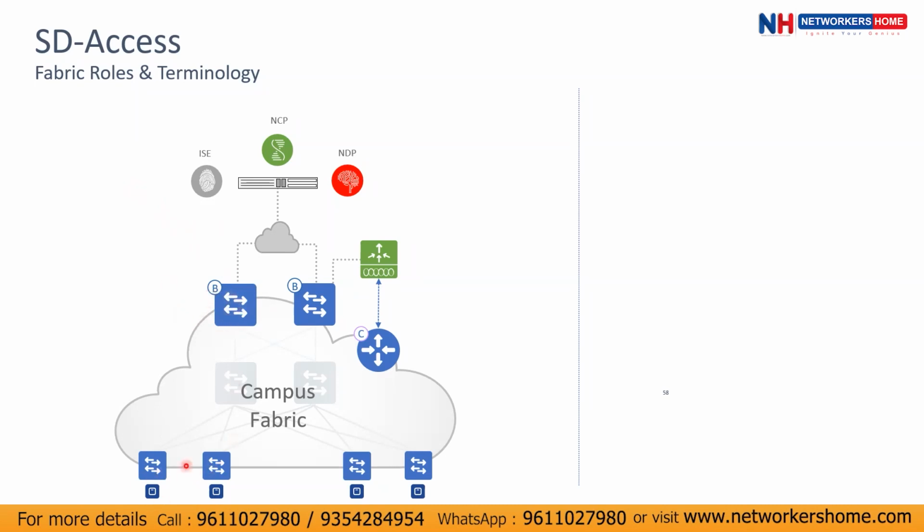So when a route is not found on the control plane, it will ask the fabric edge to reach the border, and the border will take care of the traffic. Based on the destination, if it is not matching a specific route, then it will forward to the internet. Otherwise, for intranet prefixes, it will forward to the data center. We'll discuss much more in detail, but at a high level, I hope you understood the fabric roles and terminology: what is the border, what is the control plane, what is the fabric area, and all.